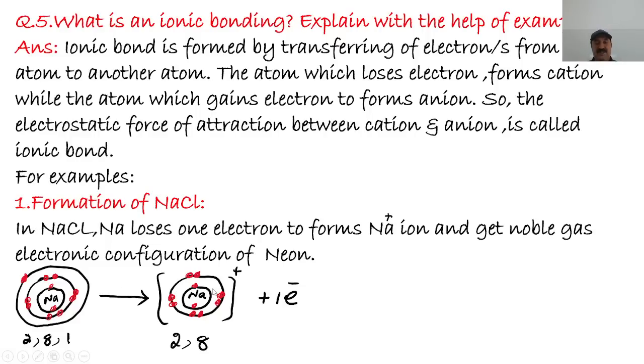When it loses the electron, it forms Na plus ion, in which the first shell has 2 electrons and the second shell has 8 electrons. So total 10 electrons are there. Neon has 10 electrons total in its atom. So it forms Na plus ion.